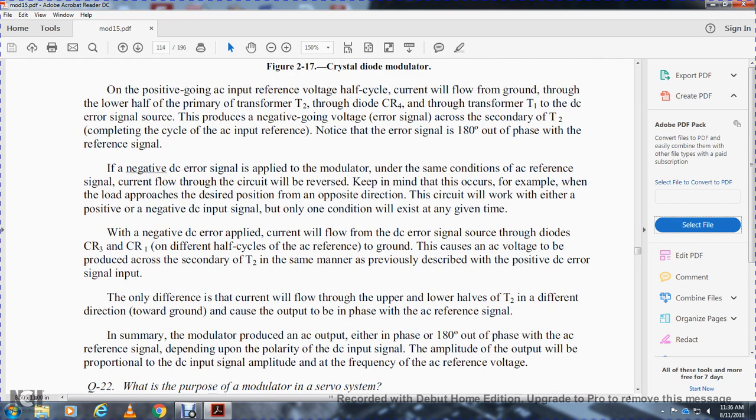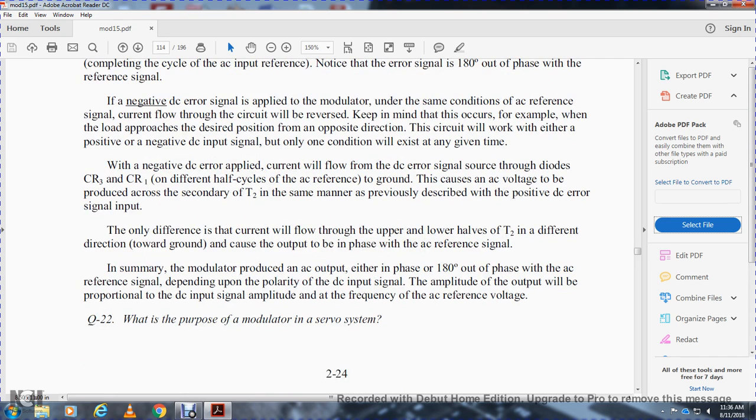With the negative DC error amplified, the current will flow with the DC error signal, which will source the control rectifiers 1 and 3 in a different half cycle of the AC reference to the ground. The AC voltage produced in the secondary of transformer 2 is the same as previously described in the positive DC error signal input. The only difference is that the current will flow through the upper half and the lower half of transformer 2 in a different direction, so the output is in phase with the AC reference signal.